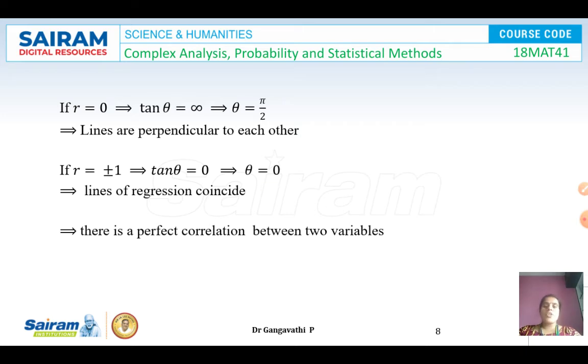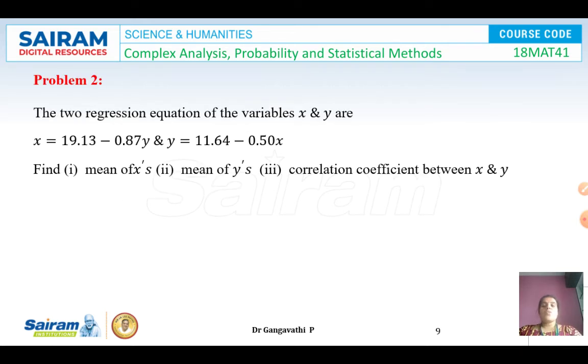There is no angle at all. It means the lines of regression coincide, and there is a perfect correlation between the two variables in this case. So that is the explanation of the values when r is 0 and when r is equal to plus or minus 1. So let us move on to another problem.